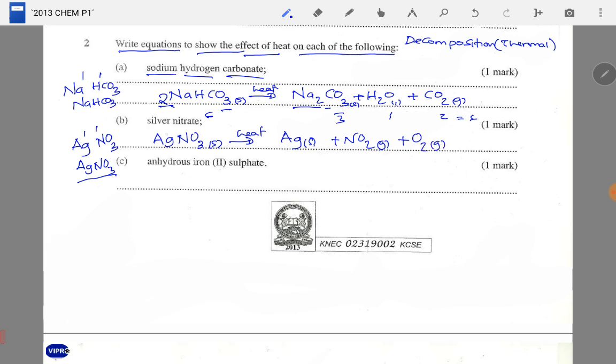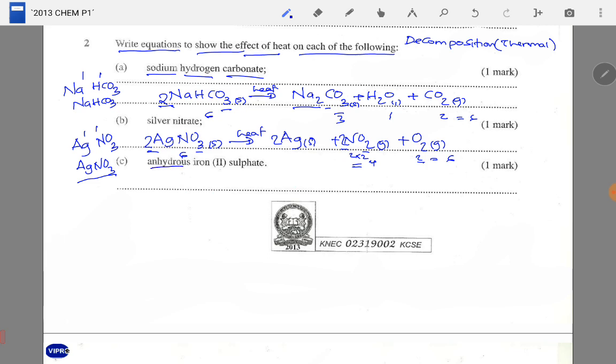Balancing this, place 2 here. This becomes 2 because of the oxygens. The oxygens become 2 times 2 here. You can see that, 4, and here we have 2. So 2 times this is 6. And this side is 6. So balancing out very well.